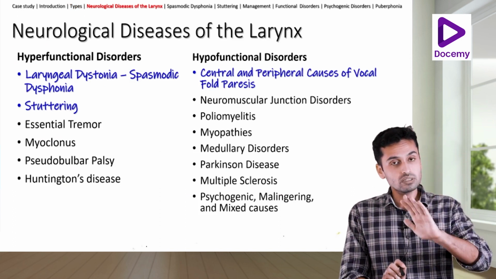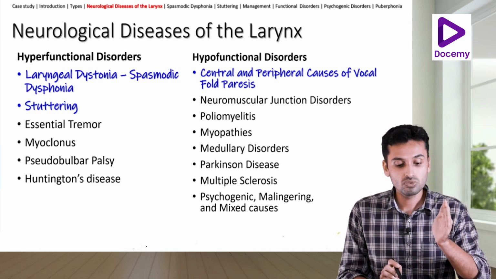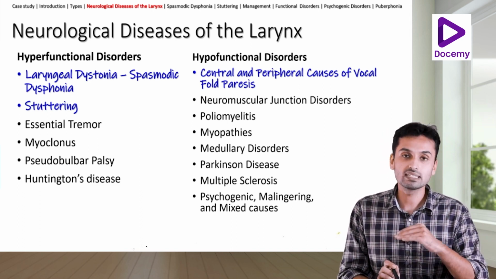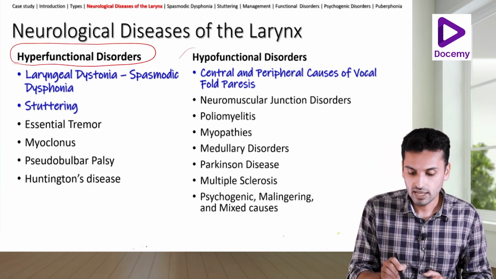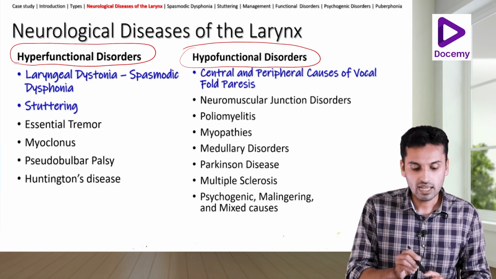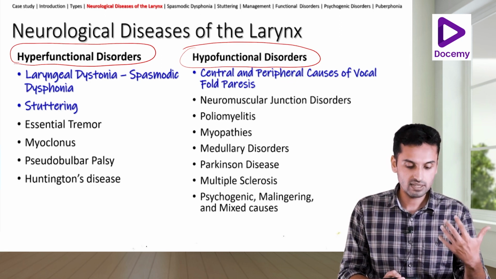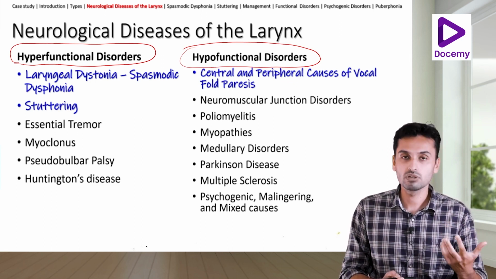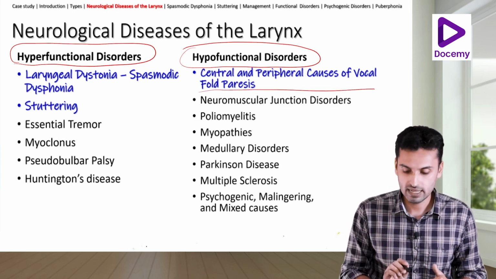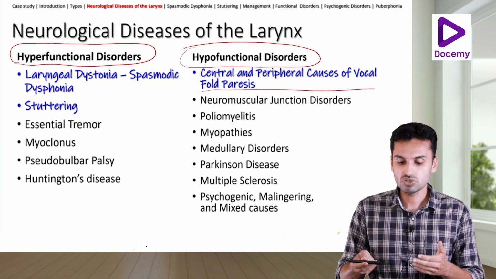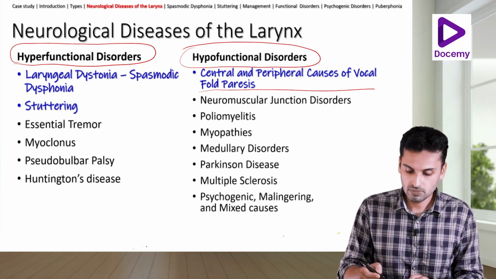Now, the organic structural lesions we talked about in our benign and malignant lesions. So we'll just talk a little bit about the neurological diseases of the larynx. Neurological diseases can be further divided into hyperfunctional and hypofunctional. In hyperfunctional, today we'll be talking about laryngeal dystonia and stuttering. There are a lot of others, like essential tremor, myoclonus, pseudobulbar palsy, and all that. In hypofunctional, you have central and peripheral causes for vocal cord paralysis and all the other diseases which cause generalized hypofunctioning of the nervous system. So you can read up on these.